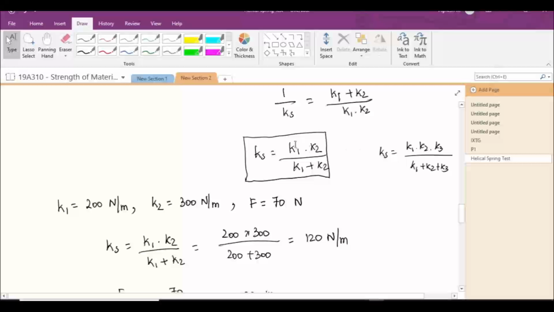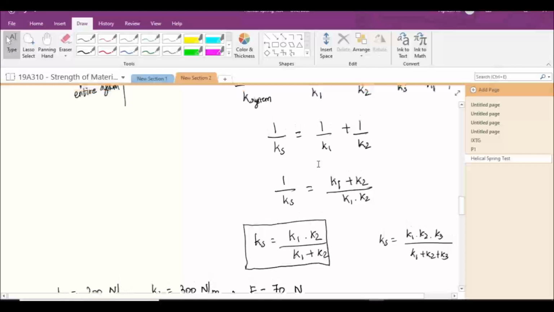Now, if I have three springs instead of two springs, the formula is going to be K1 into K2 into K3 divided by K1 plus K2 plus K3. So whenever I add more springs, in the numerator the stiffness values get multiplied, and in the denominator the stiffness values will be added. So that will provide the total stiffness of the system. So let us take an example.